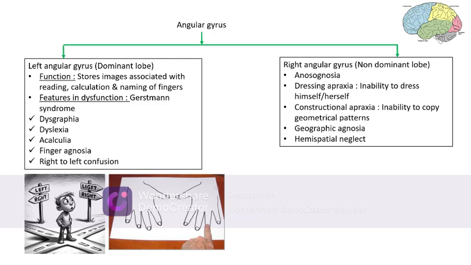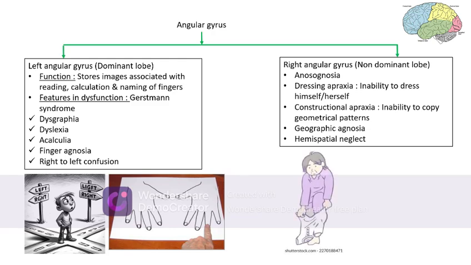The right angular gyrus, however, has different functions, and if it gets involved, the patient presents with anosognosia, that is being unaware he has got a neurological deficit. Dressing apraxia, in which the patient is unable to dress himself or herself. Constructional apraxia, in which the patient presents with inability to copy simple geometrical patterns like a star or a cube. Geographic agnosia, in which the patient easily gets lost and is unable to find his own bed in the house. And lastly, the hemispatial neglect, in which the patient ignores one half of the space.